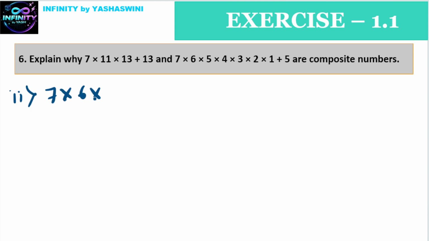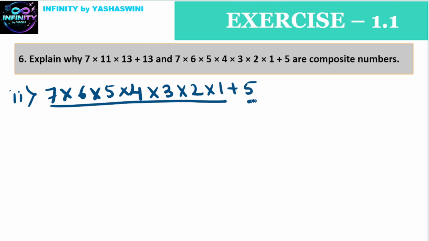7 into 6 into 5 into 4 into 3 into 2 into 1 plus 5. See, this is one term and this is another term. Now in this 5 is common, right? So let's take 5 as common. That is 7 into 6 into, we have taken 5 as common, so 1 is remaining.